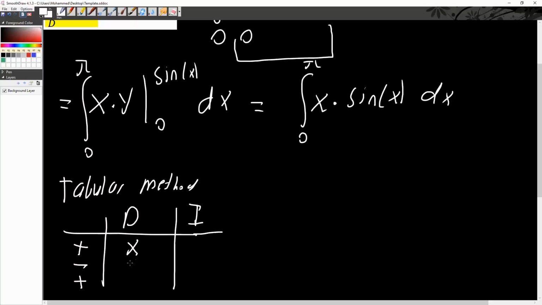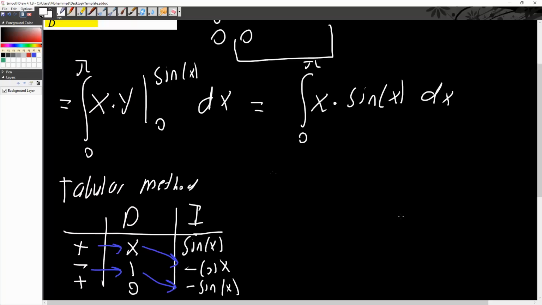So we have x, 1, 0. For sine x, we would get sine x. The integral of sine x would be negative cosine x. And the integral of negative cosine x would be negative sine x. What we need to do for this is take the positive, so we'd have a positive x, and we go diagonal. So x times negative sine x. Likewise, we have negative 1 now times negative sine x.